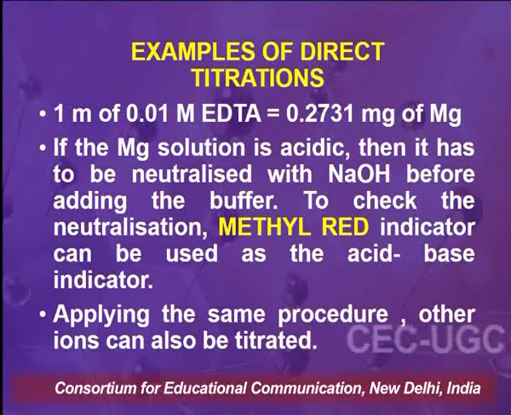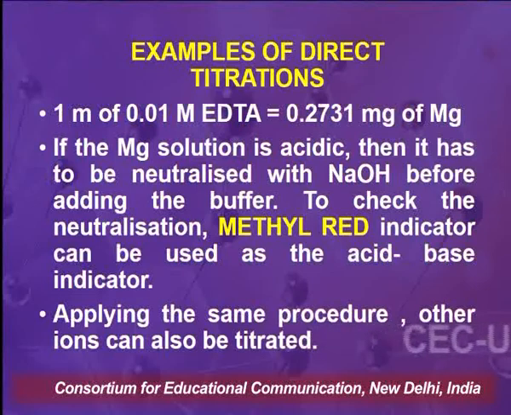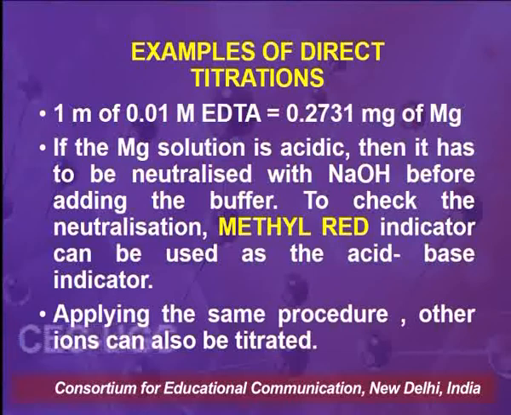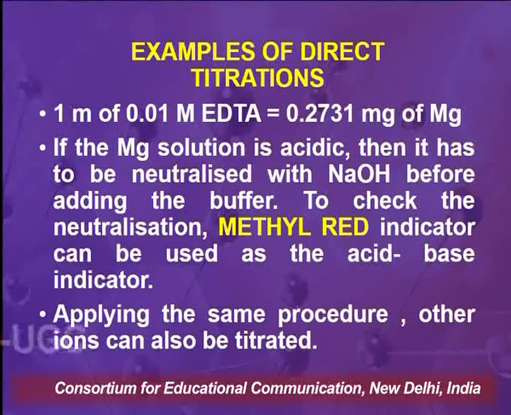To check the neutralization, methyl red indicator can be used as the acid base indicator, and as we know, methyl red is an indicator which is used generally in acid base titrations with a weak acid weak base or weak acid strong base. Applying the same procedure, other ions can also be titrated.